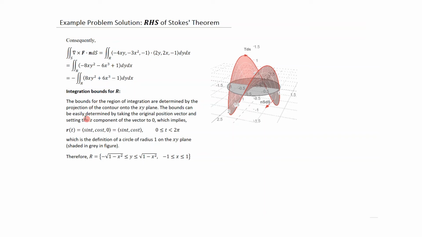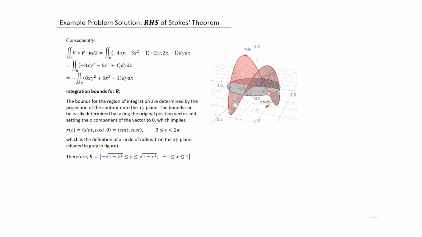So how is that obtained? Well, the bounds of the region of integration are determined by the projection of the contour onto the xy plane, and the bounds can be easily determined by taking the original position vector and setting the z component of the vector to 0, which more or less is a projection, which implies that the position vector has the following form. And if you represent it in 2D, this is just (cos t, sin t), and the integration bounds for this are from t = 0 to 2π. This is just the definition of a circle of radius 1 on the xy plane.